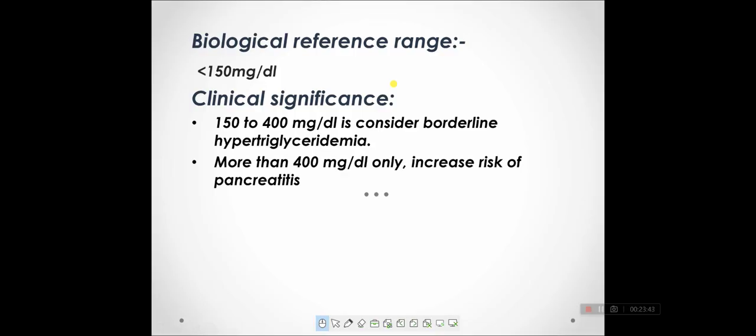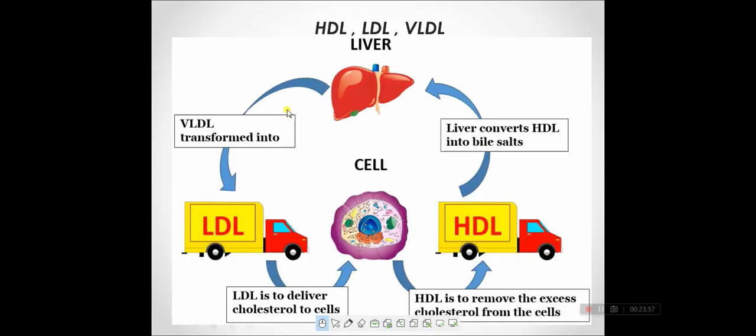So increased triglycerides are suggestive of borderline hypertriglyceridemia or increased risk of pancreatitis as well. The normal range of triglycerides in blood is less than 150 mg per deciliter. So this is how the HDL, LDL, VLDL are related with the liver and the cell.